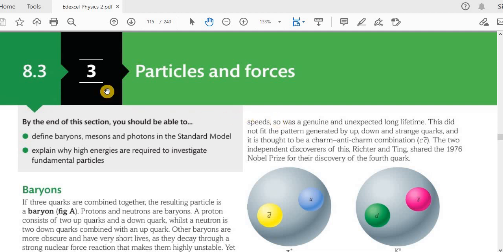Chapter 8.3.3 Particles and Forces. By the end of this section, you should be able to define baryons, mesons and photons in the standard model. Previously, we saw what the standard model was. Explain why high energies are required to investigate fundamental particles.